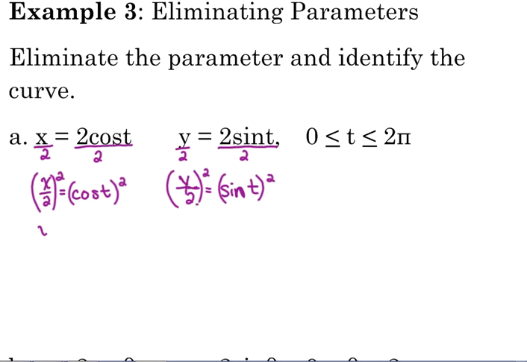Okay, so if we square x over 2, we get x squared over 4 is equal to cosine squared of t. If we square y over 2, we get y squared over 4, and that's equal to sine squared of t.